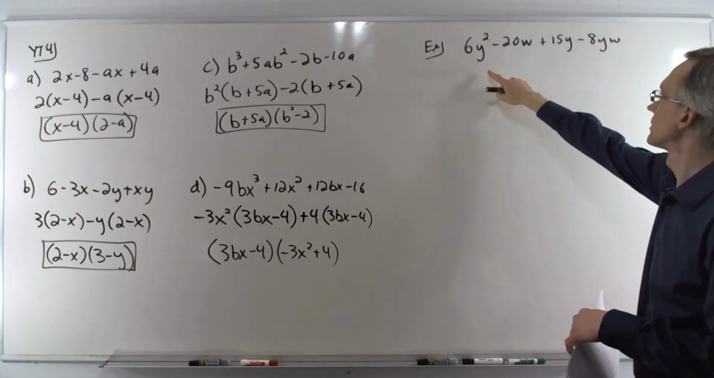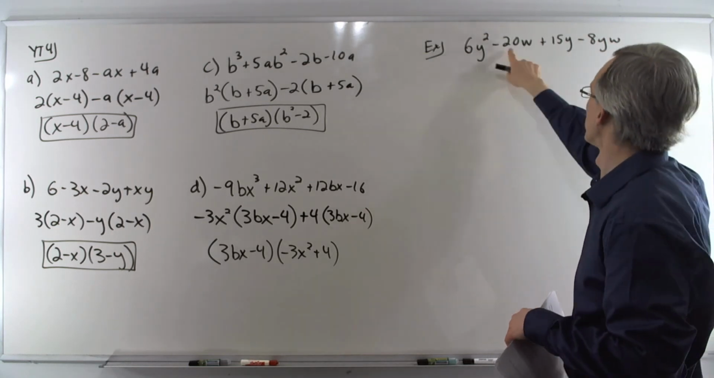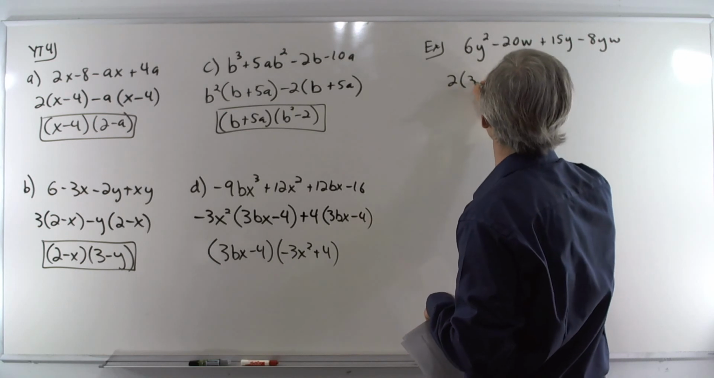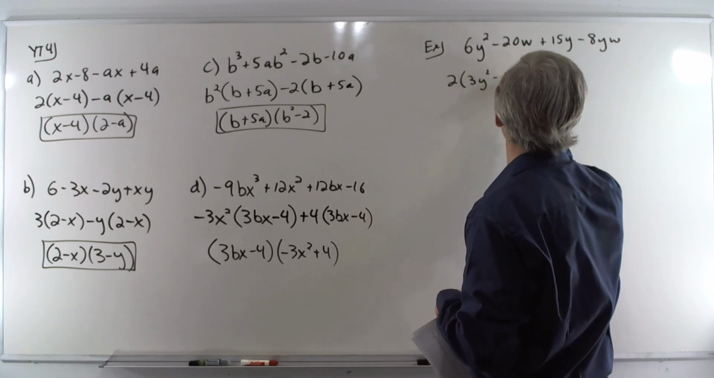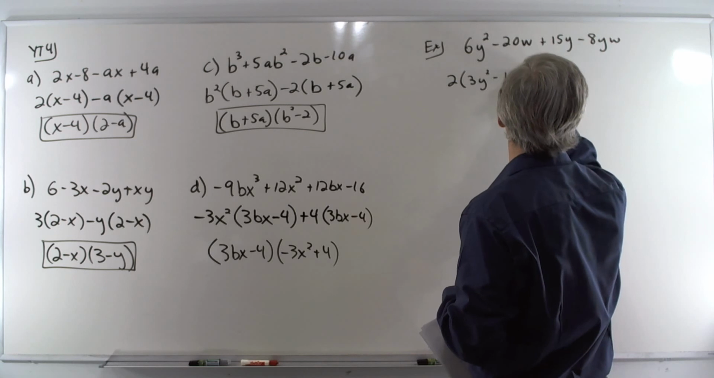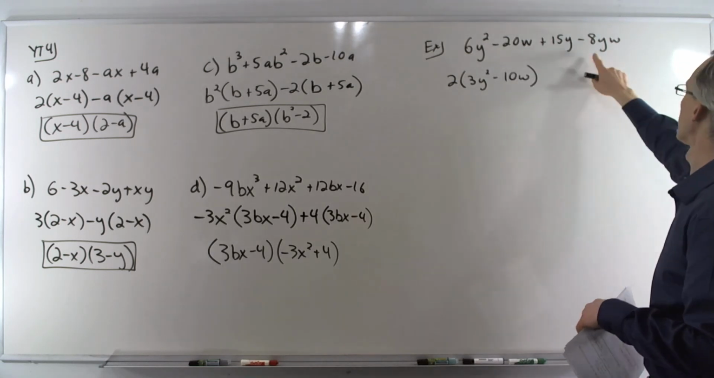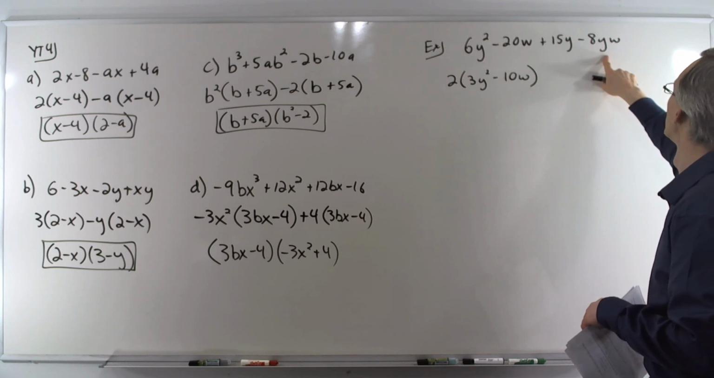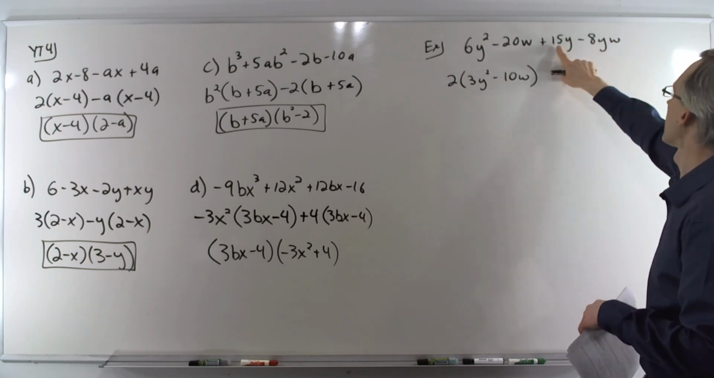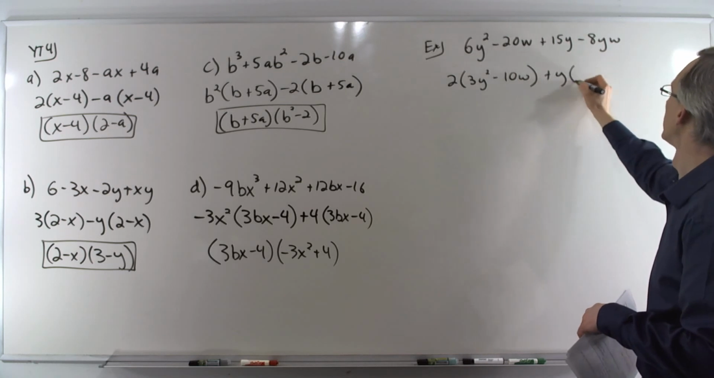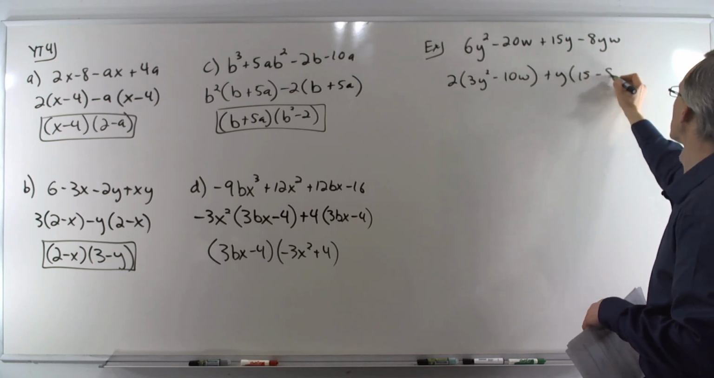Here we've got no matching variables, but we can factor out a 2 to get 3y squared minus 10w. And then over here, I can factor out a matching y, but there's no common factors between 15 and 8, so I'll just factor out the y and get 15 minus 8w.